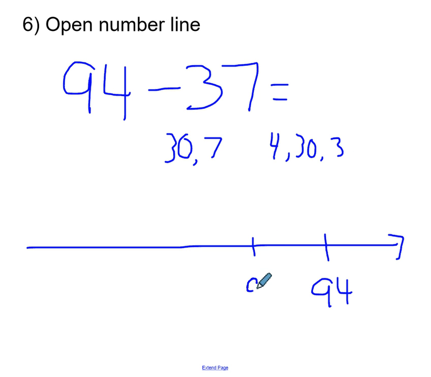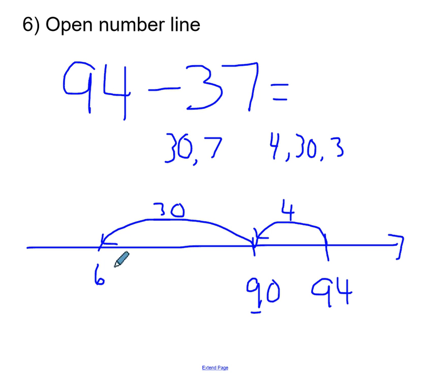So if you have 94 and you want to go to the closer 10, you need to make a small jump of 4. And then you can make a big jump of 30. 90 minus 30, you're going to get to 60. And so now we have 30 and 4. What's missing to get 37? We need to go back another 3. 60 minus 3, you could get 57. So your answer would be 57.